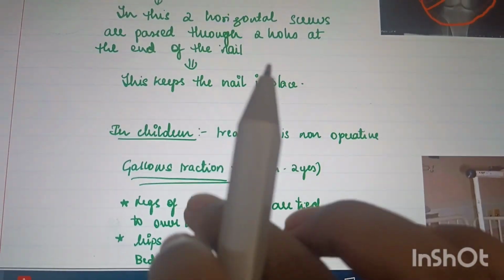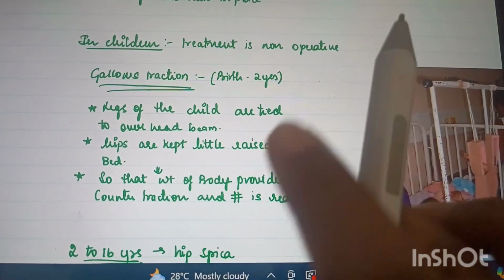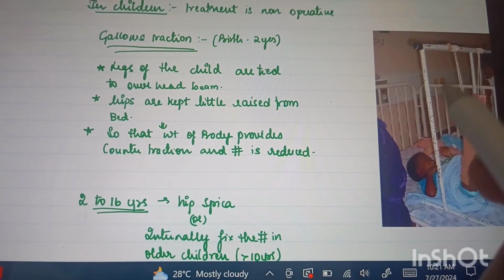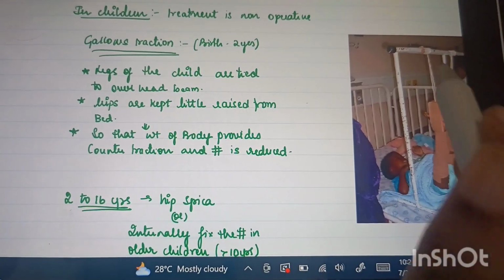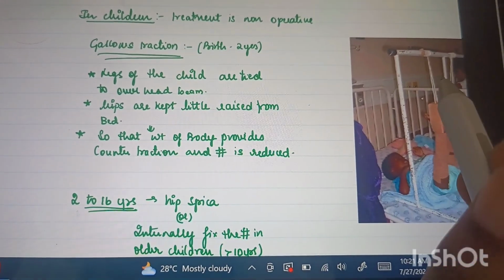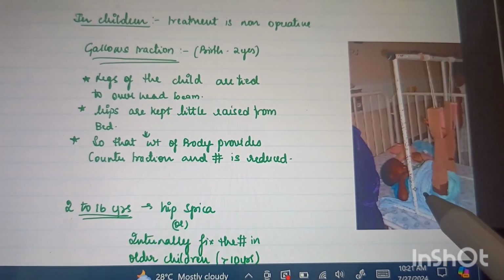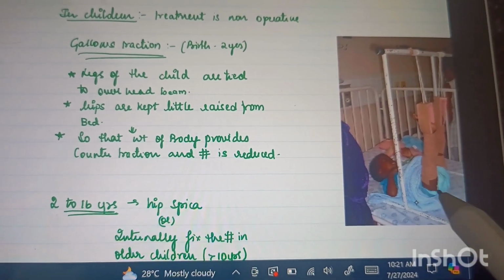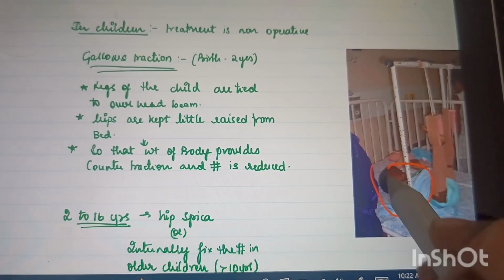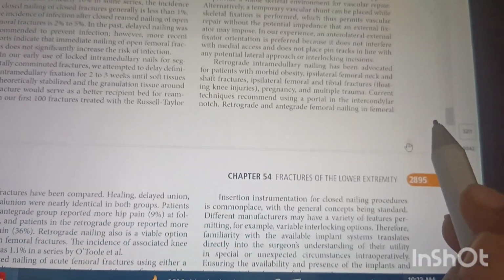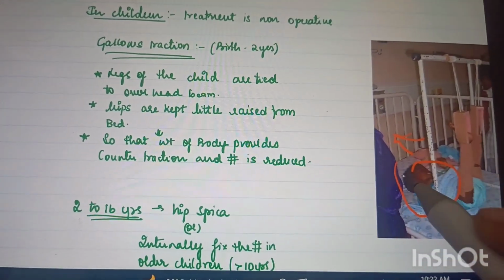Now next comes children. In children, for treatment usually from birth to 2 years, we commonly use something known as gallows traction. In gallows traction, the legs of the child are tied to the overhead beam. So here you can see that the legs of the child are tied to the overhead beam. And even the hips are slightly raised from the bed. So here the body weight acts as counter traction, and the fracture is reduced.